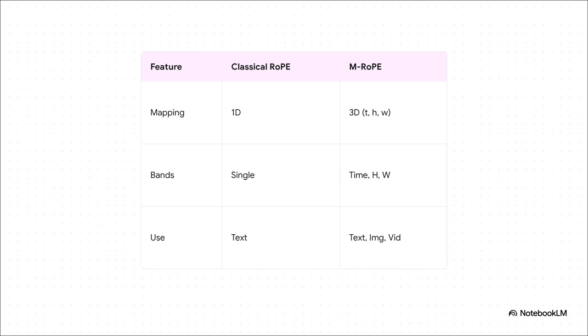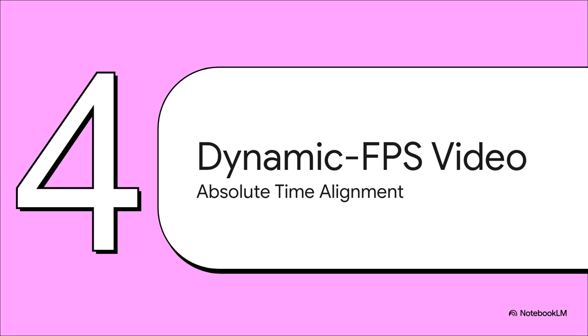The immense benefit here is that one single positional encoding handles text, images, and video natively, without branching code or having separate positional embedding tables. It's just incredibly elegant. Let's shift gears to Section 4, mastering dynamic FPS video and absolute time alignment.